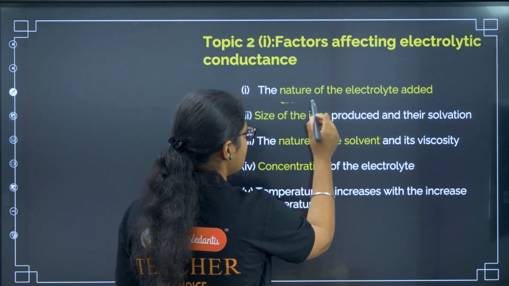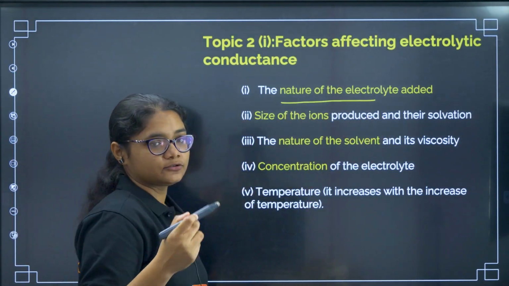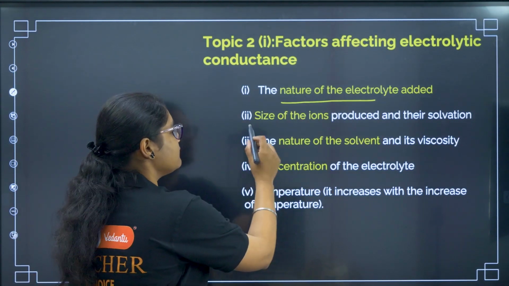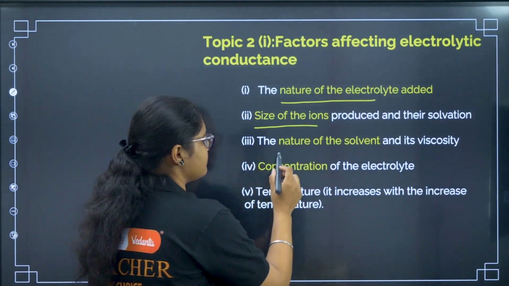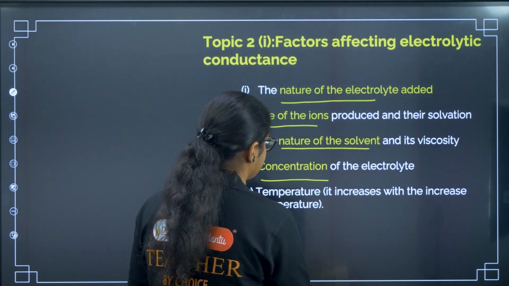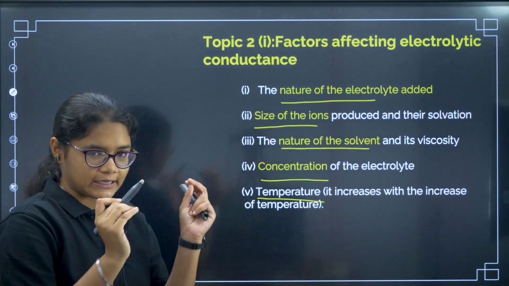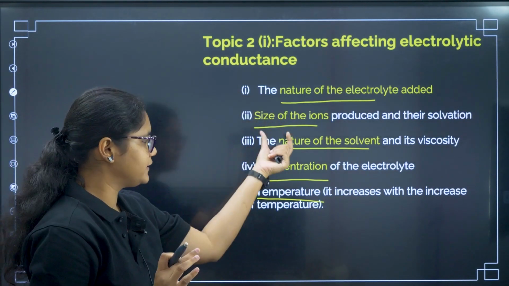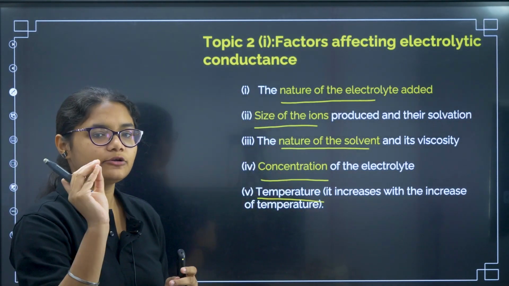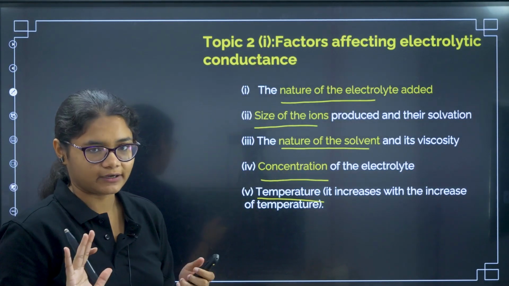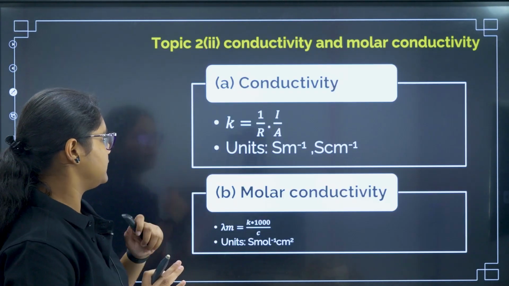So you can just remember nature of the electrolyte, means whether it is a strong or a weak electrolyte. Then we have size of the ions, then we have nature of the solvent, concentration and temperature. So just make a key point, write down these 5 highlighted parts only and keep them in your short notes. Just revise these 5 factors. Okay, not very important, yes.